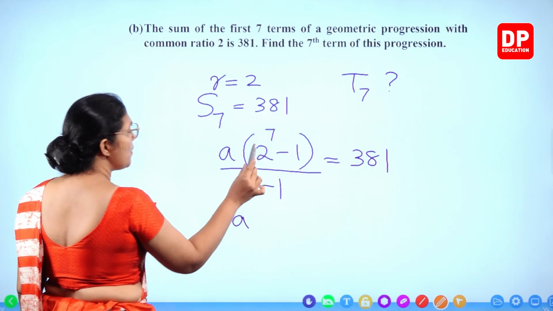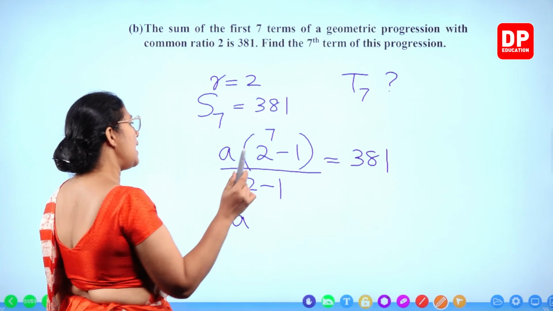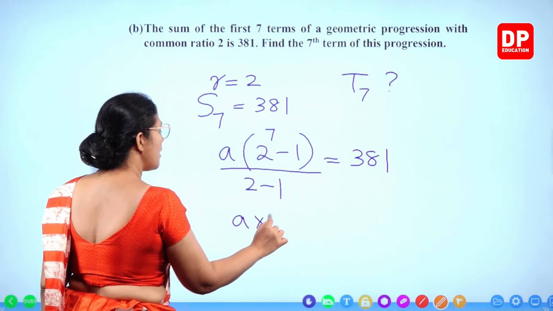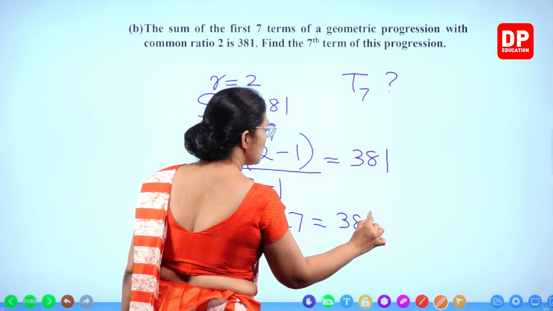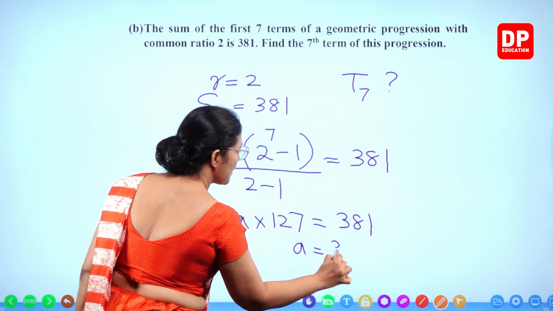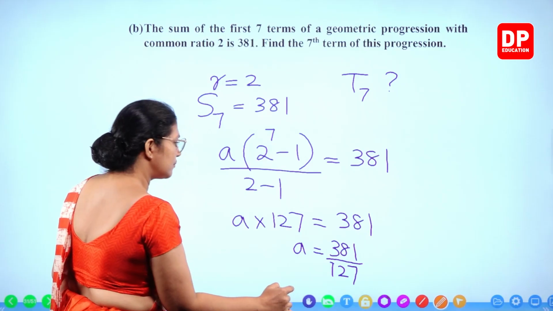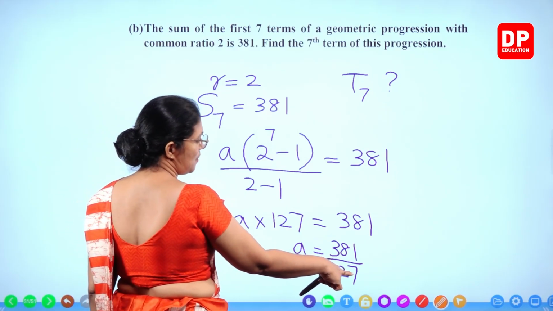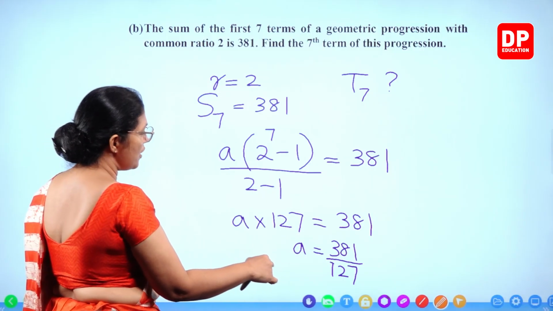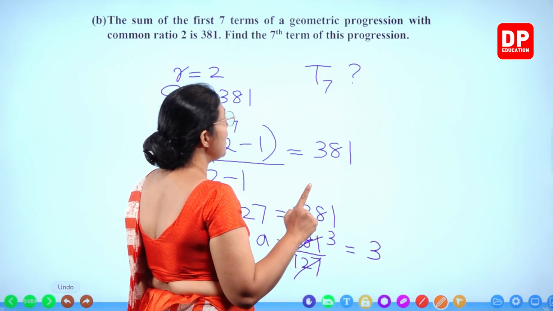That's equal to 381. So now simplify. a times 2 to the power 7, 2 to the power 6 is 64, multiplied by 2, 128. Minus 1, 127. This over 1 is equal to 381. So what is it? 381 divided by 127. That's 3. 3 times 7, 21. So 381. So a equals 3.